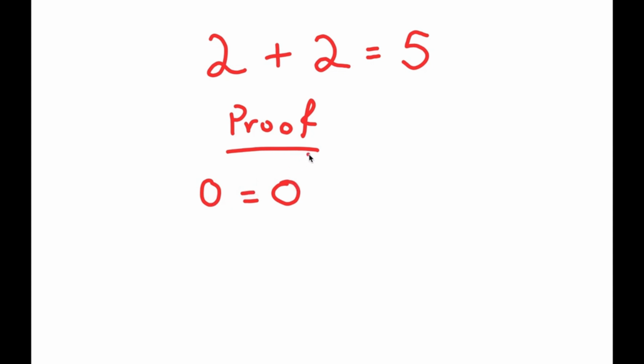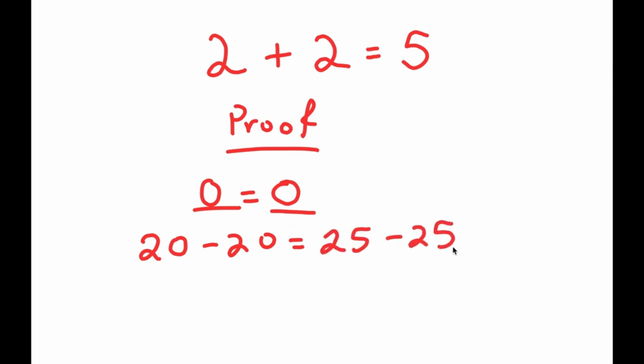Now from here, what I'm going to do is rewrite 0 on my left-hand side as 20 minus 20, and rewrite the 0 on my right-hand side as 25 minus 25. So now I get 20 minus 20 is equal to 25 minus 25, which is again a true statement because 20 minus 20 is 0, and 25 minus 25 is also 0.